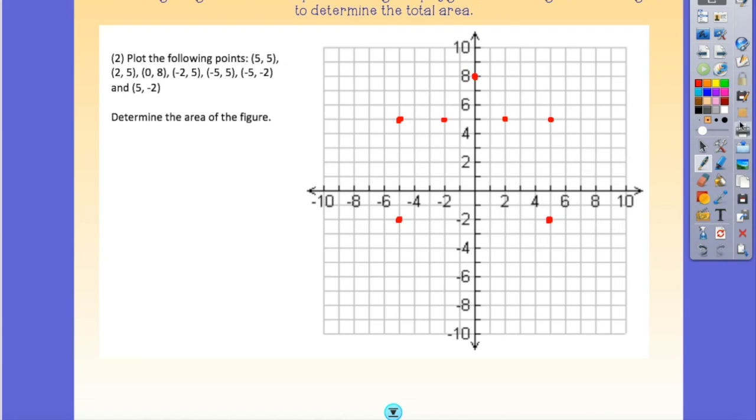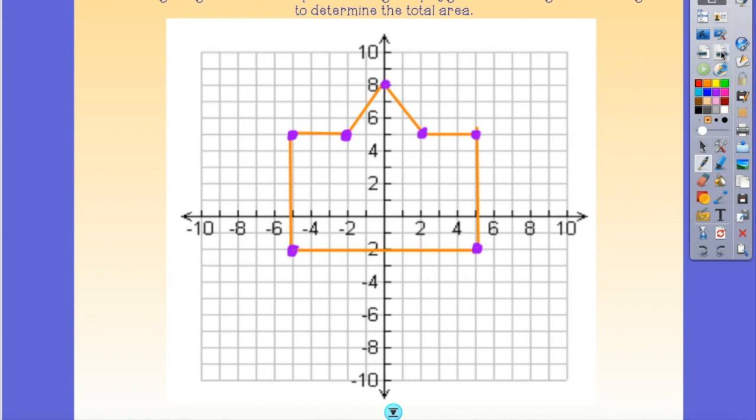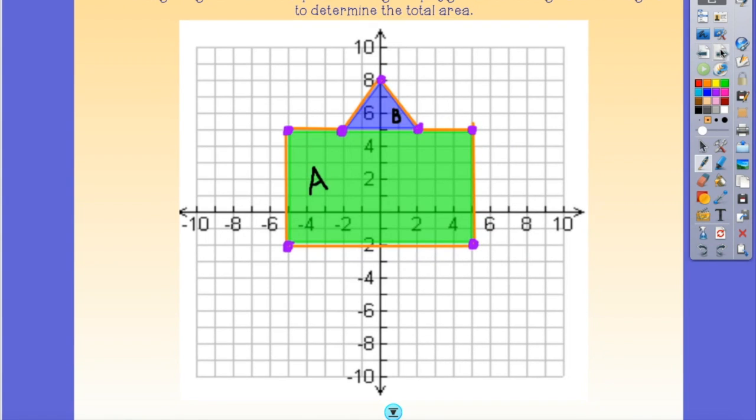So now, just like in that first example, I'm going to connect the points. So here is my composite figure or irregular polygon. It looks like this bottom section is a rectangle and this top section is a triangle. So now to find the area of the rectangle, I have to do the short side times the long side, and I'm going to do that just by counting the units.